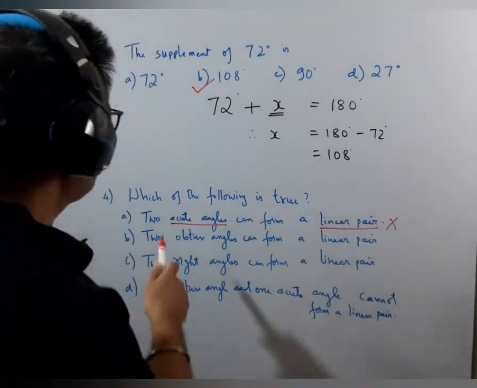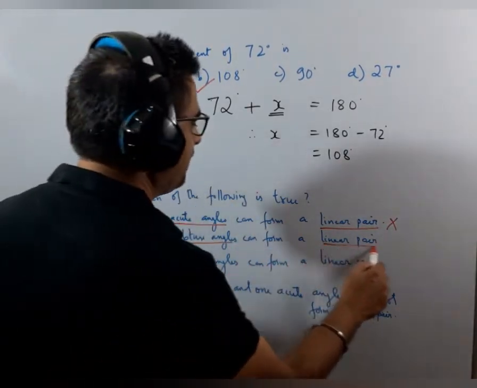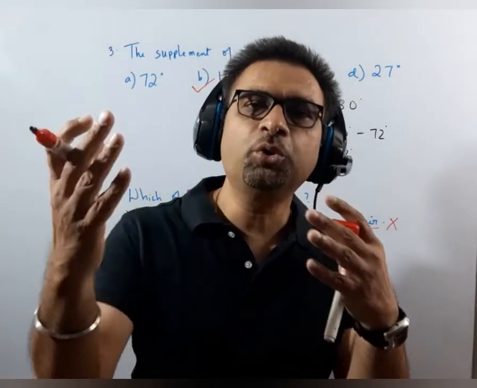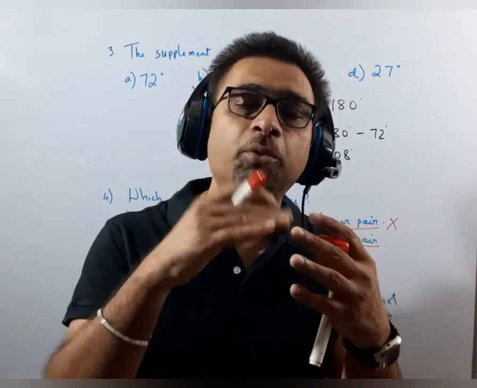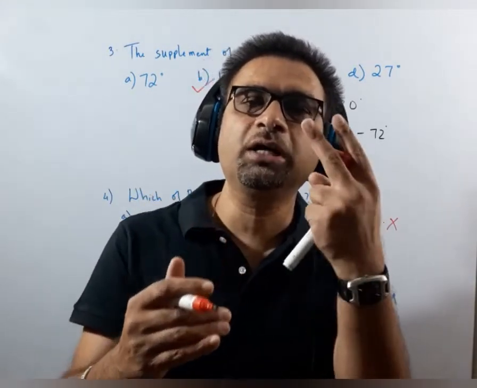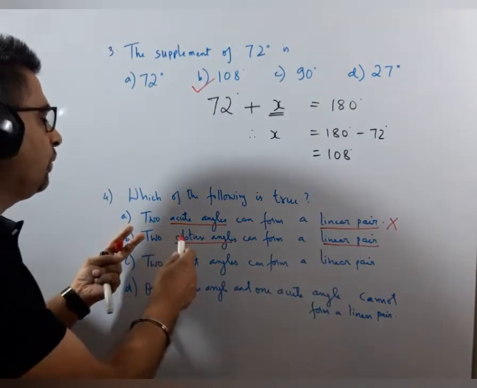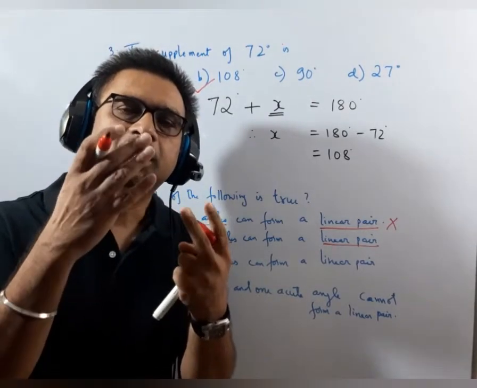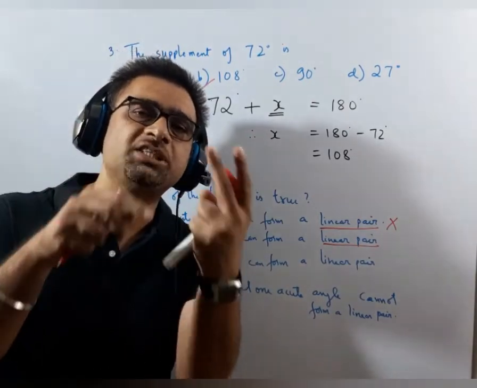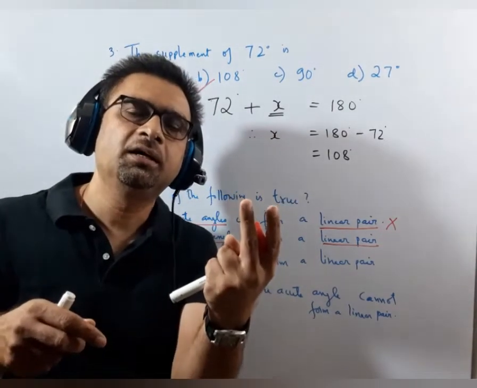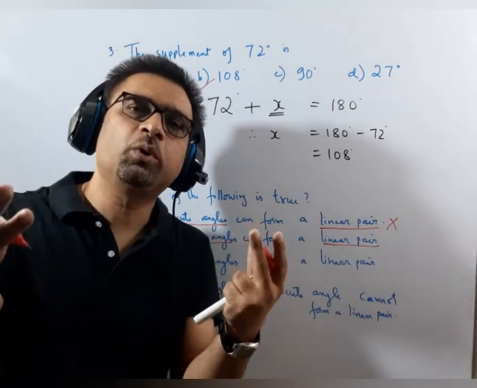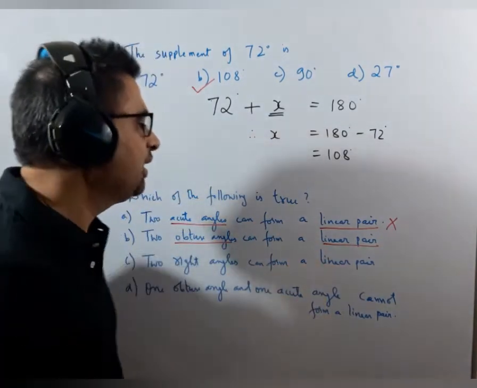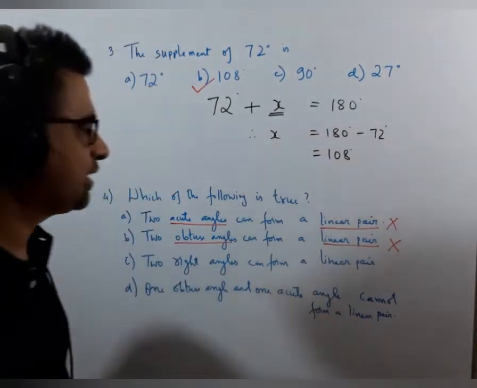They can't. Now, two obtuse angles can form a linear pair. How about obtuse angles? An angle is said to be obtuse when it measures more than 90 degrees and less than 180 degrees. Now we are talking about two obtuse angles. When it comes to obtuse angles, we know that each one will measure more than 90. Now if two angles, each one measuring more than 90, add together, the sum will obviously be more than 180 degrees. It cannot be 180 degrees, and therefore this answer choice is wrong as well.